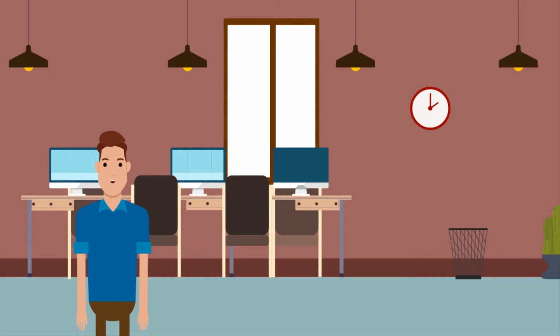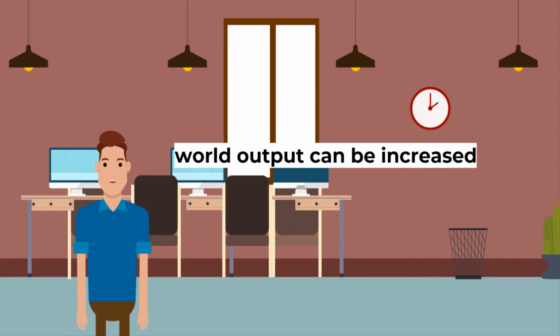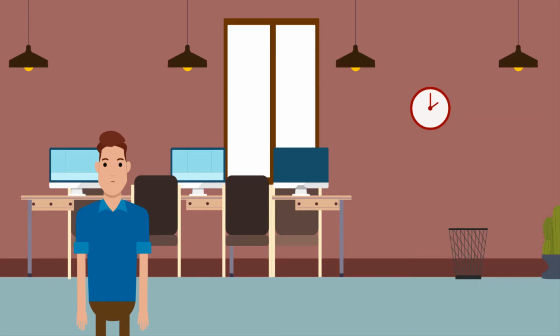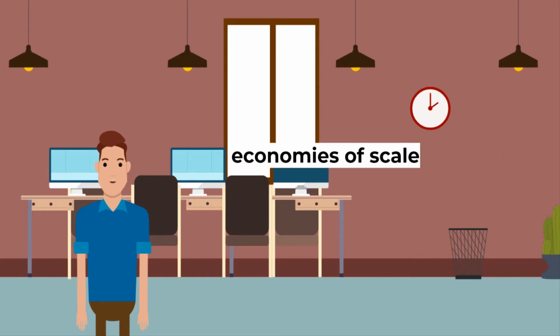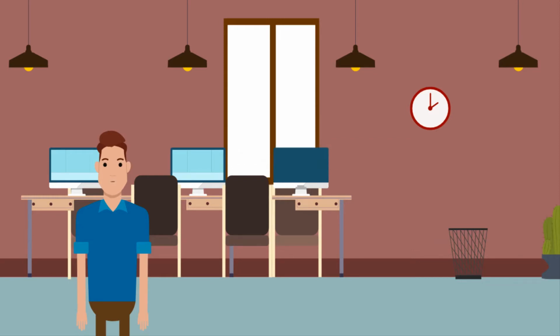Now, we must consider the advantages and disadvantages of specialization and trade. Firstly, advantages. Comparative advantage shows how world output can be increased if countries specialize in what they are best at producing. This will increase global economic growth. Trading and specializing allow countries to benefit from economies of scale, which reduces costs and therefore decreases prices globally.